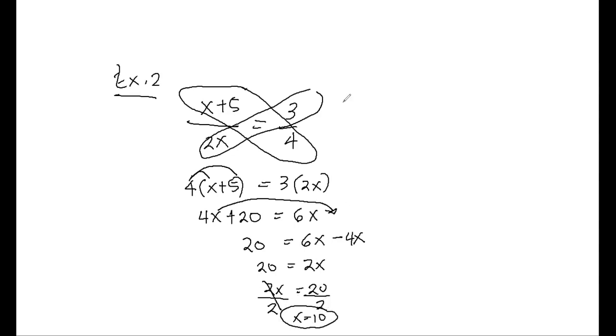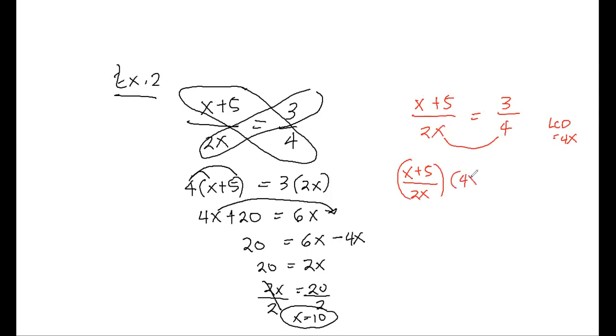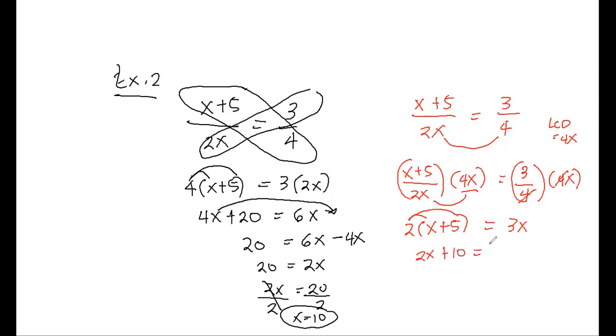If we use the other method, which is multiplying by the LCD, it will arrive at the same answer. For example, x plus 5 over 2x equals 3 over 4. Remember the LCD of 2x and 4? That is 4x. So we multiply both sides of the equation by 4x. So we now have 4x divided by 2x, that's 2. So we multiply with the numerator, it's 2 quantity x plus 5. On the other side, 4 divided by 4 becomes 1, times x, we'll get 3x. We do the distribution property, and we'll have 2x plus 10 equals 3x.